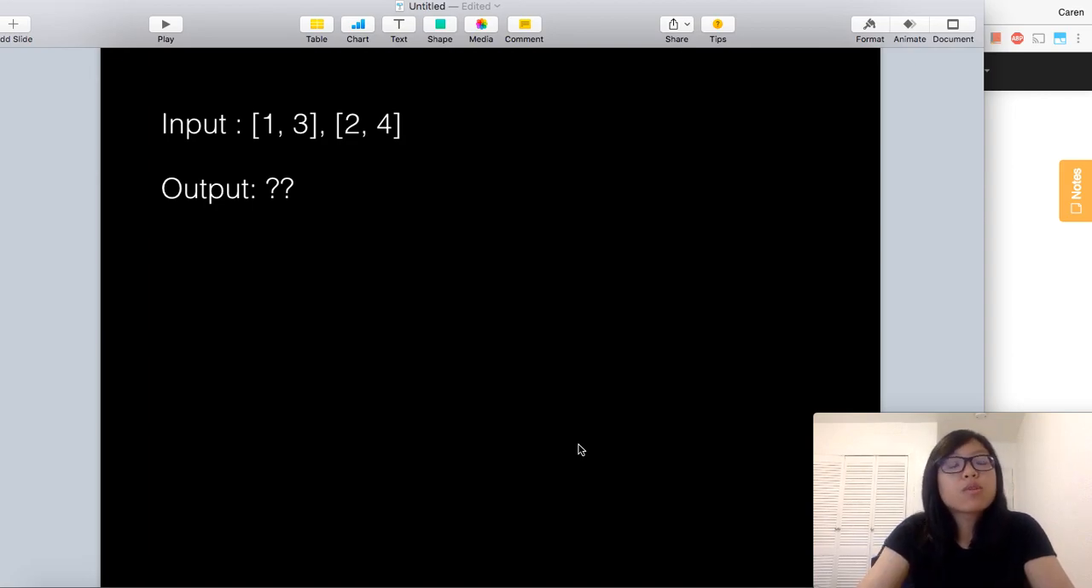So since 1,3 and 2,4 both intersect with each other, we definitely have to remove one of them. So I would expect the output to be 1. We could either remove the 1,3 interval or we could remove the 2,4 interval. Either way, we have to remove one interval for this set to be non-overlapping. So I would expect the output to be 1.